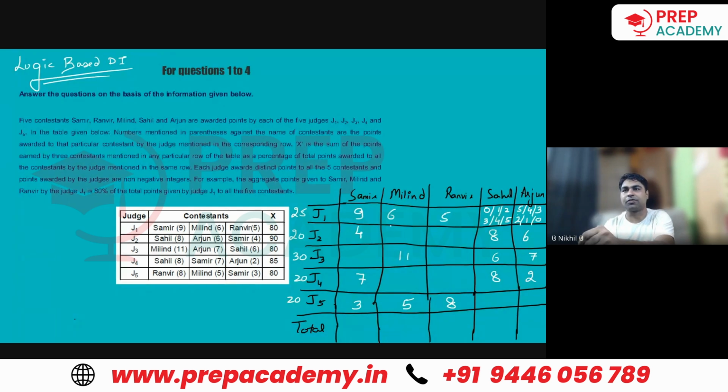Similarly, 6 plus 4, 10, 10 plus 8, 18 is already awarded. 20 points total are there. So only 2 points have to be awarded. So if 0 is here, then 2 is here. If 1 is here, then 1 is here. If 2 is here, then 0 is here.